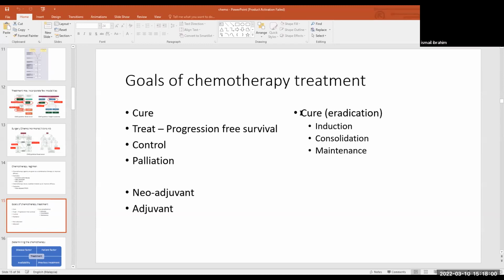Another term that we use is neoadjuvant or adjuvant. Either you give the chemotherapy before they do surgery to reduce the size, or you give the chemotherapy after surgery just to cover the patient in case there is leftover disease.